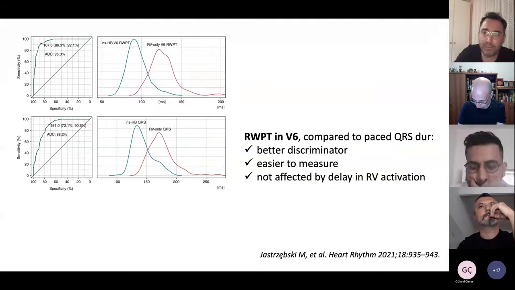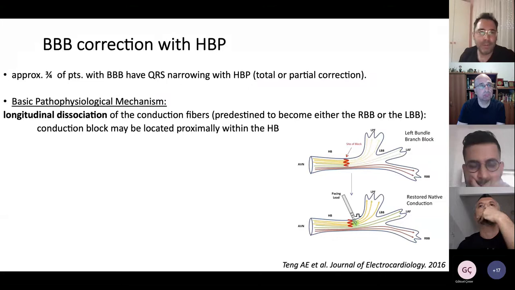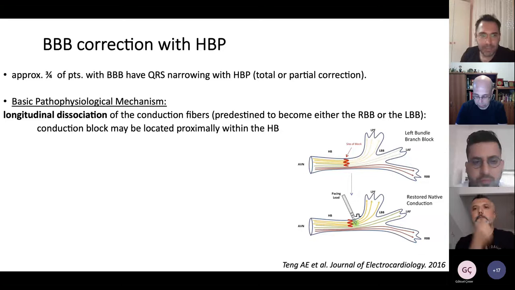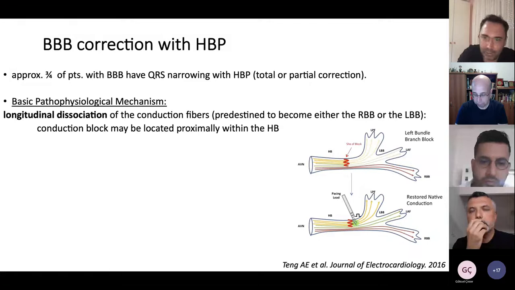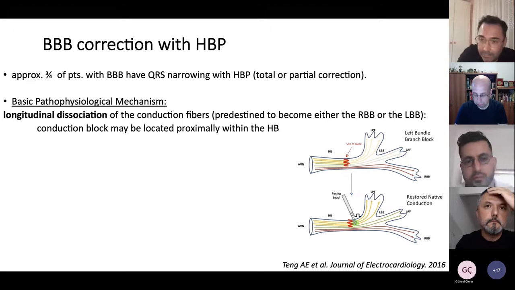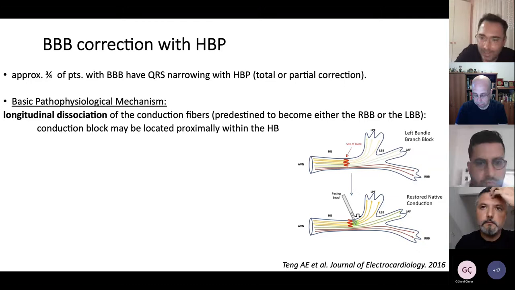But His bundle pacing can also offer us bundle branch block correction, since 75% of patients can have QRS narrowing during His bundle pacing, total or partial correction. And the main pathophysiological mechanism behind that is that the conduction fibers, even at the level of the His bundle, are predestined to become either right bundle or left bundle. It's called longitudinal dissociation. So if we pace distally to that difference, we can correct the conduction delay.